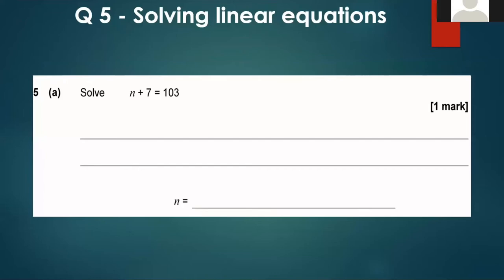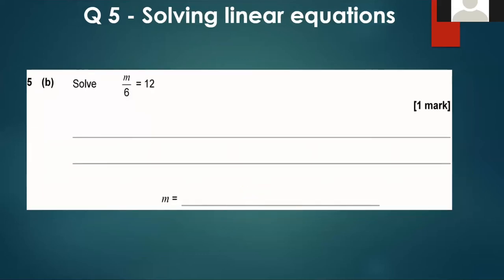Right, guys, question number 5A, solve n plus 7 equals 103. So solving this equation, guys, so getting n on its own. The opposite of adding 7 is to subtract 7. So I'm going to subtract 7 on both sides of my equation to balance each side. So plus 7 minus 7 goes to 0. So I'm going to get n equals 103, take away 7, which is 96, guys. So 103 take away 3 is 100, and then take away 4 is going to be 96. So the answer for that question is 96.